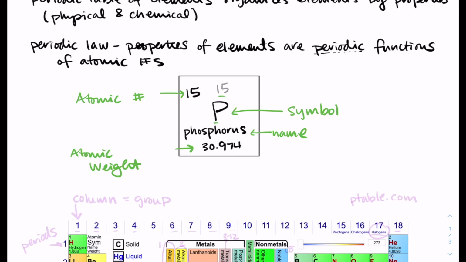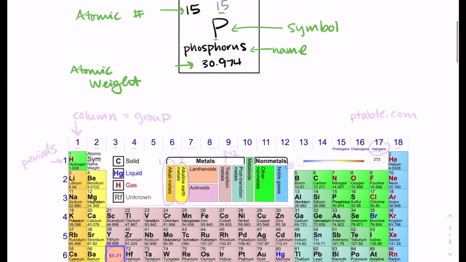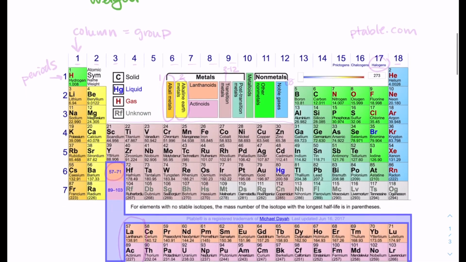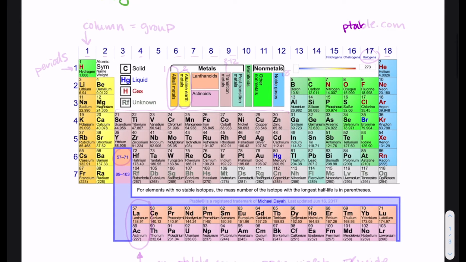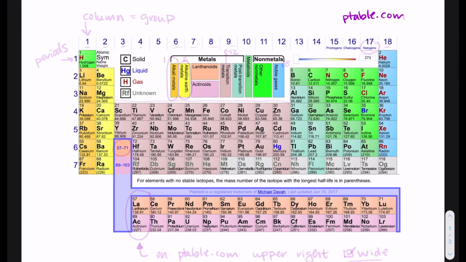I've got an image here from ptable.com. This periodic table is linked in the learning management system. It's an amazing periodic table. It's incredibly useful. It's also really easy to get to online. You can link out to a bunch of different information. My only caveat is that this is not the exact periodic table that you'll be using when you take an exam or a quiz. So don't forget to look at the periodic table that's also provided in your equation sheet.